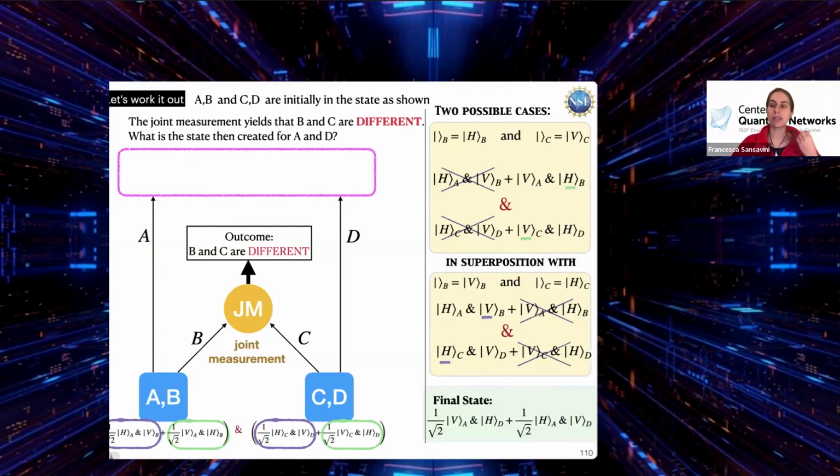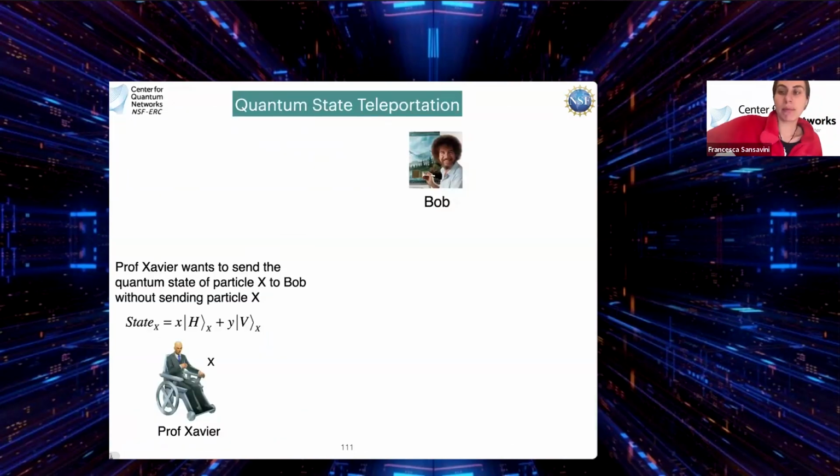So again, it is still a Bell state. It is still a polarization entangled state. It's just a different polarization entangled state. So A and D will be left entangled in a different way, with different types of correlations than in the case of B and C being the same. Okay, so now that we have seen how the joint measurement works, so that it can transfer these correlations, it's a powerful tool.